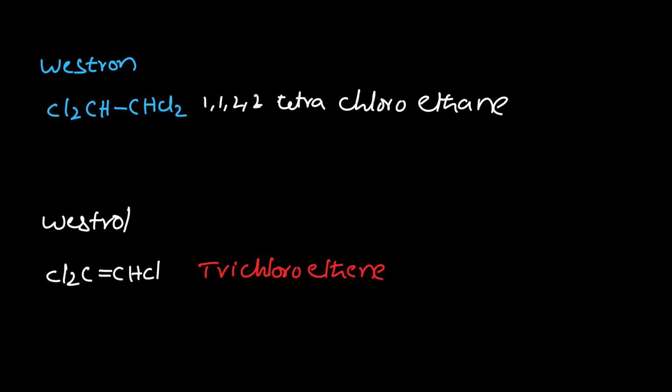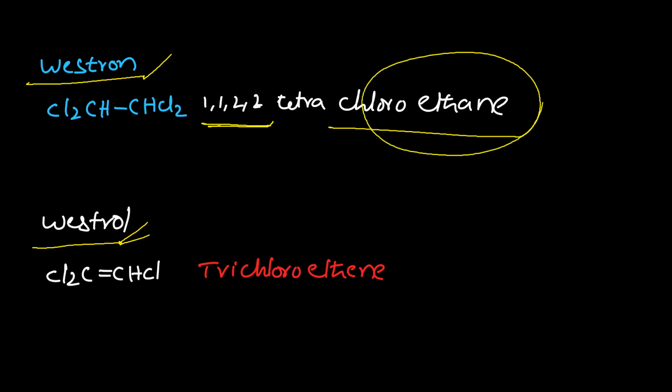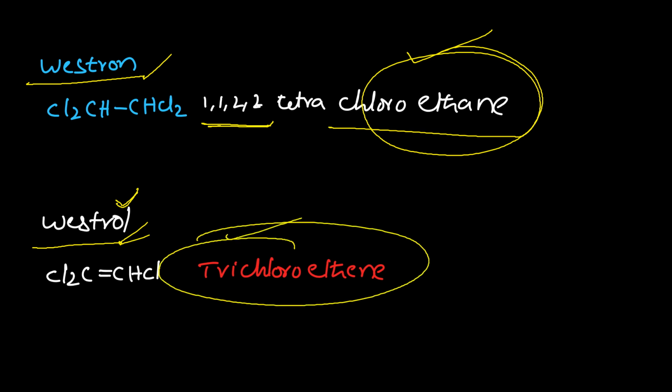Coming to one more important example, these two are frequently asked: Westron and Westrol. Westron is 1,1,2,2-tetrachloroethane, a saturated compound, whereas Westrol is an unsaturated compound, which is trichloroethene.